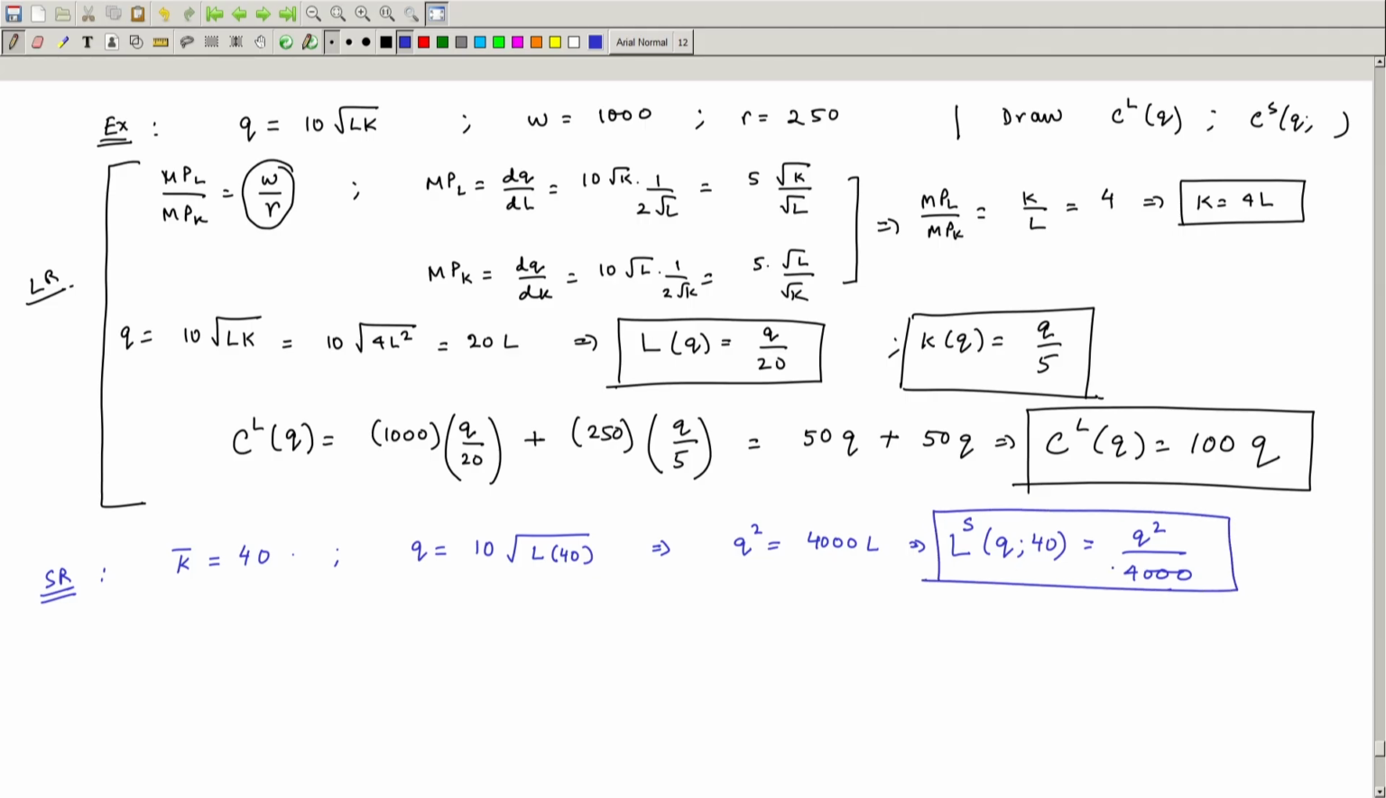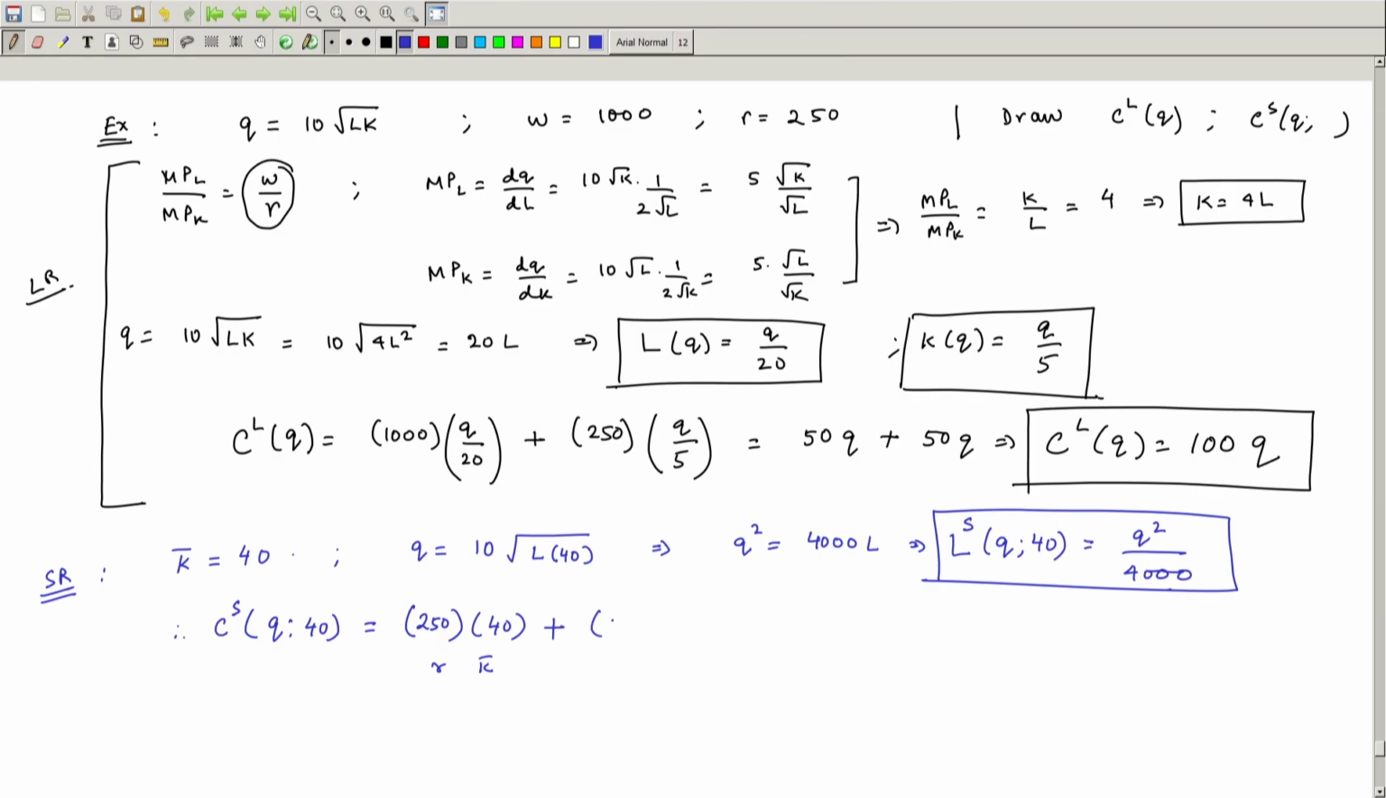So, notice how the optimal L has changed in the short run. In the long run, the optimal L was obtained by using the condition of the isoquant as well as the tangency condition, but in the short run my optimal L has to come directly from the production function. So, the cost in the short run when you have 40 machines is the sum of the fixed cost and the variable cost. Well, what is my fixed cost? That is going to be the per unit rental rate of capital, which is 250, times the number of machines that I have, K bar equals 40, plus the cost of labor.